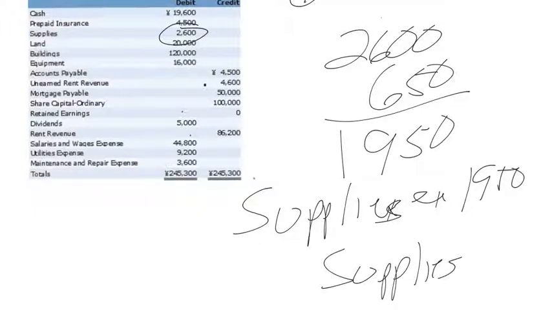The key to really understanding this problem is reading the question. Sometimes you're told how many items were expensed or used. So it could have read there were 1,950 of supplies used, at which point you'd have the same exact journal entry. Or they tell you how much was remaining. It's just one of those things. Make sure you pay attention to the wording.